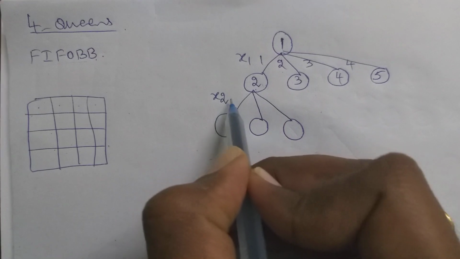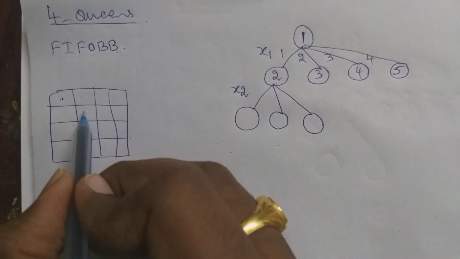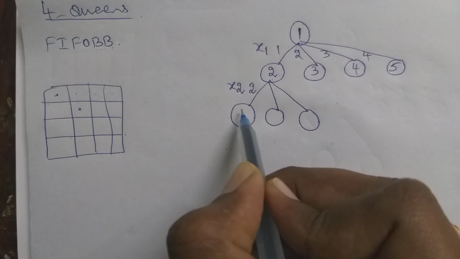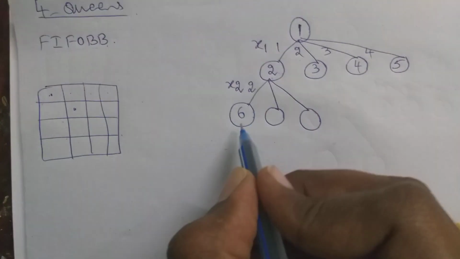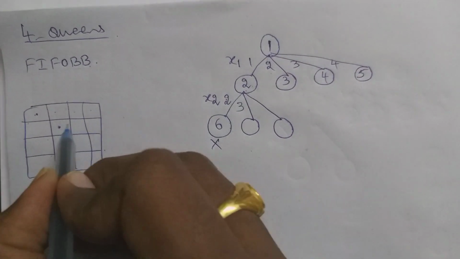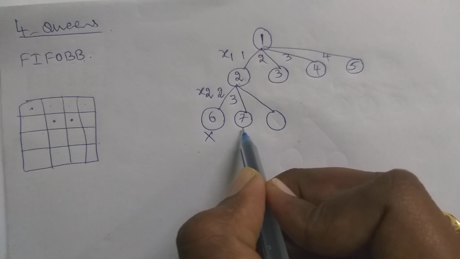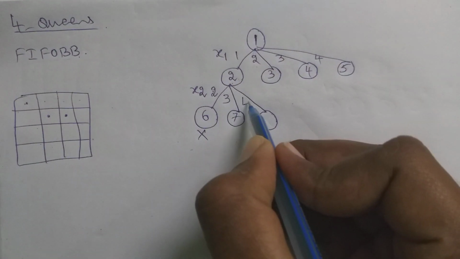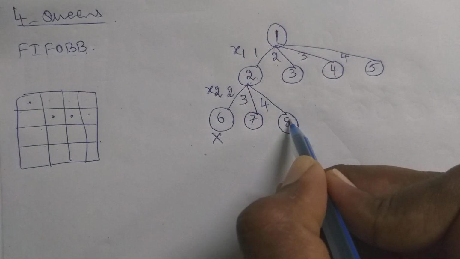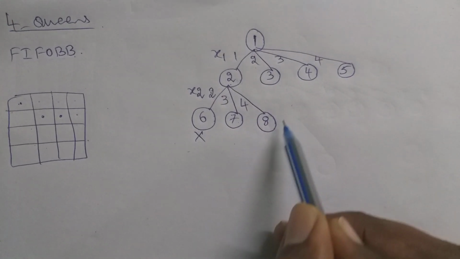For queen 2, queen 1 is in column number 1. We'll start checking whether queen 2 can be placed in column number 2. Can I place queen 2 here? No. The queens got attacked, so we kill this node. Can I place queen 2 in column number 3 when queen 1 is already in column number 1? Yes, we can. Therefore, the node does not get killed. Can I place queen 2 in column number 4 when queen 1 is in column number 1? Yes, it is also generated. Now we have 7, 8, 3, 4 and 5 as live nodes.